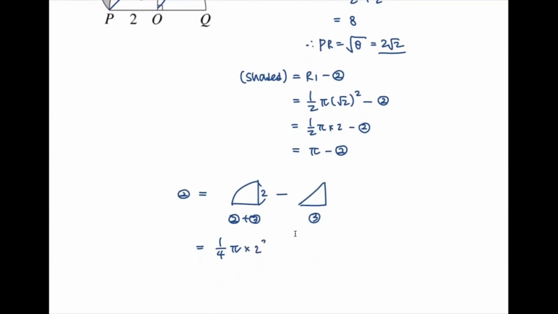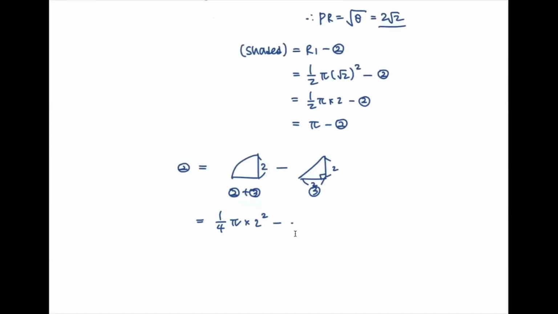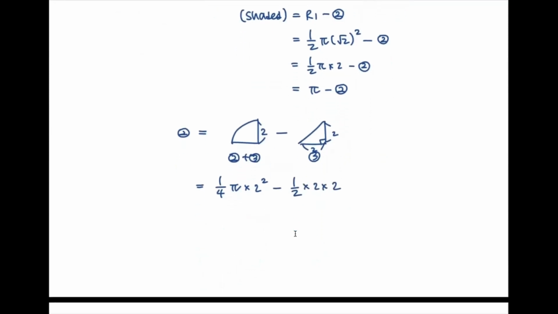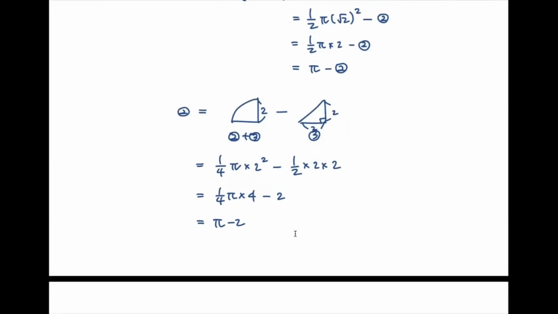We get 2 squared minus, this is a right angle triangle with sides 2 and 2, so we get half base times height. Therefore, we get quarter pi 4 minus 2, and that is equal to pi minus 2. Therefore, we know that area 2 is pi minus 2.